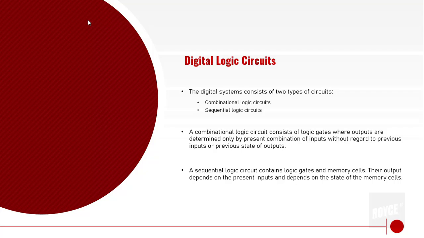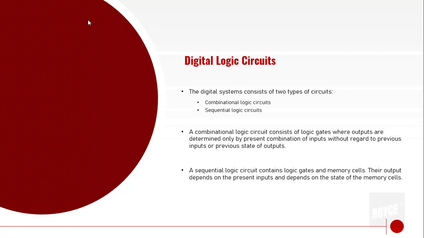Now, sabi natin, a combinational logic circuit, this is made up of logic gates where the output is only determined by the present combination of the inputs. It does not consider yung previous inputs natin or yung previous outputs natin.